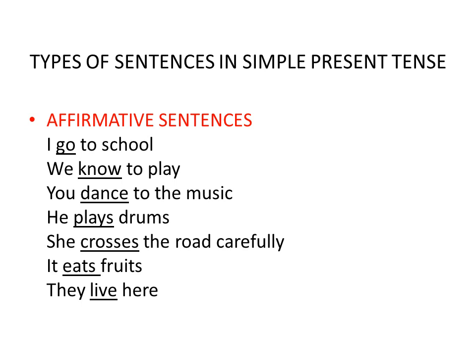We know to play. You dance to the music. Subject is you. Therefore, the verb is in the root form. He plays drums. Since the subject is he, the verb takes s or es. So here, he plays drums. She crosses the road carefully. It eats fruits. They live here. I think that point is clear to you.